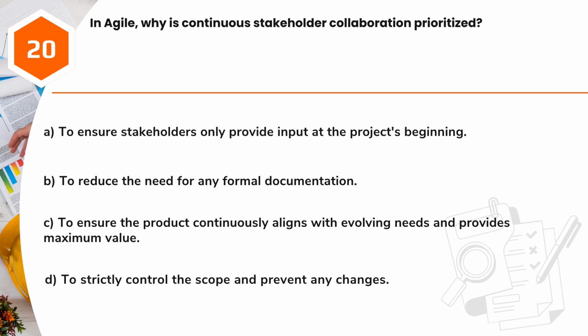Question 20. In Agile, why is continuous stakeholder collaboration prioritized? A. To ensure stakeholders only provide input at the project's beginning. B. To reduce the need for any formal documentation. C. To ensure the product continuously aligns with evolving needs and provides maximum value. D. To strictly control the scope and prevent any changes.